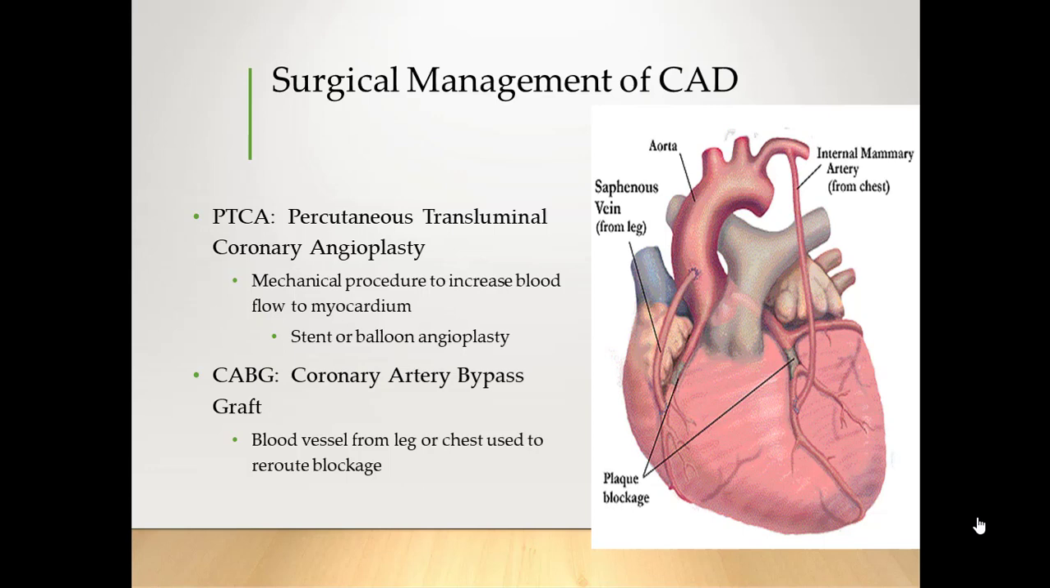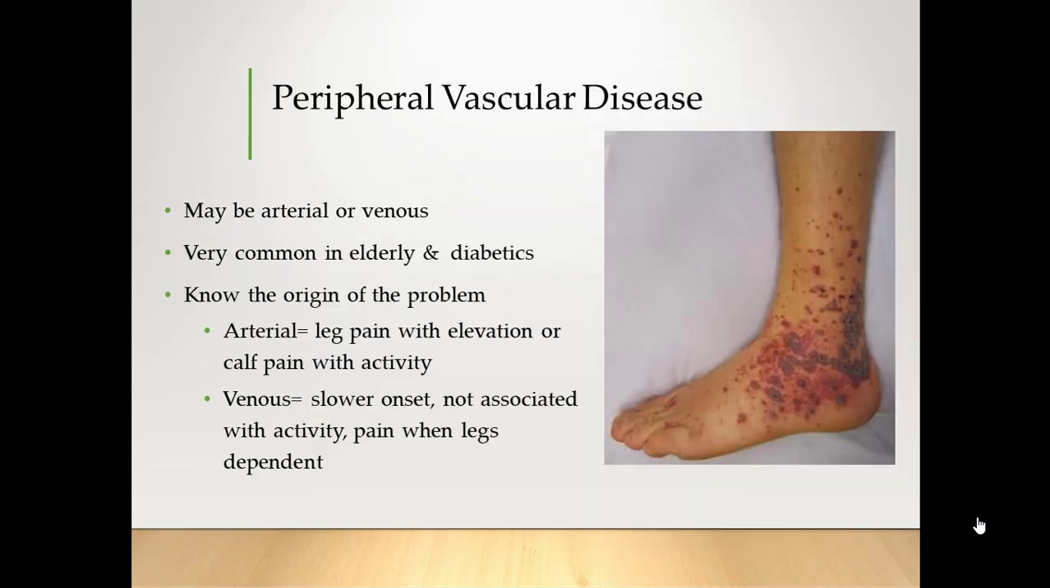The CABGs are generally what we see when we see the open heart surgeries. All right, moving on. Peripheral vascular disease can be in the arteries, can be in the veins, either one. Generally see this more in elderly and definitely more in the diabetics. When it's affecting the artery, they're going to have pain in their leg with elevation, or any pain in their calf when they're doing activities.